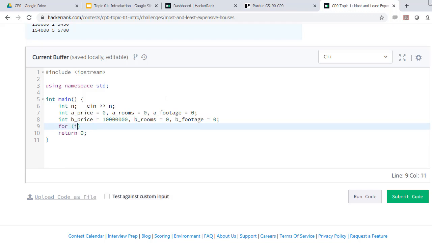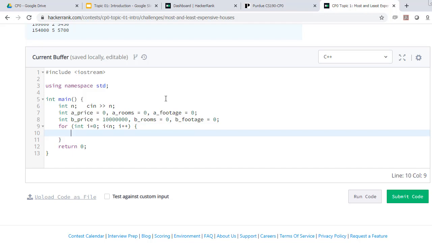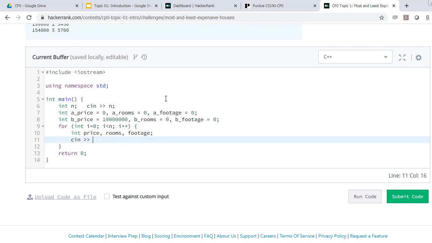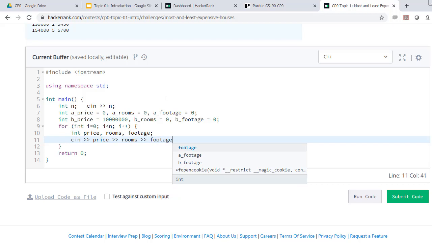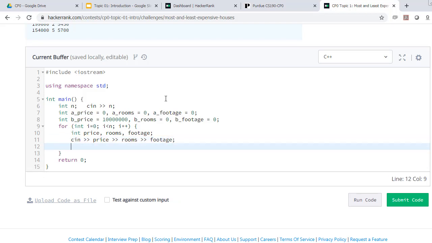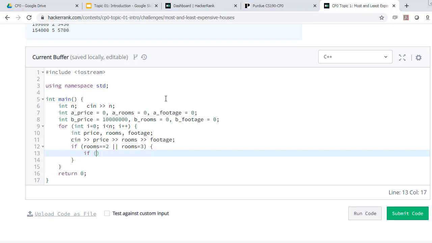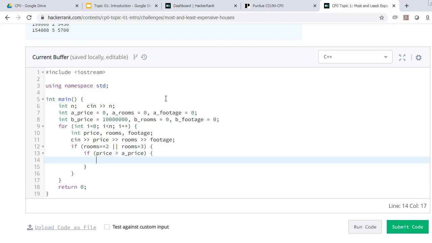Okay, and then I didn't have that repeat macro there, so here I'm just going to write this. So this will repeat the body n times, and each time I will need to declare the variables for the price, rooms, footage, and read them in. And then we will need to check whether the number of rooms is two or three. Then if the current price is higher than the maximum price we've seen so far, then we will remember the information of the current house.